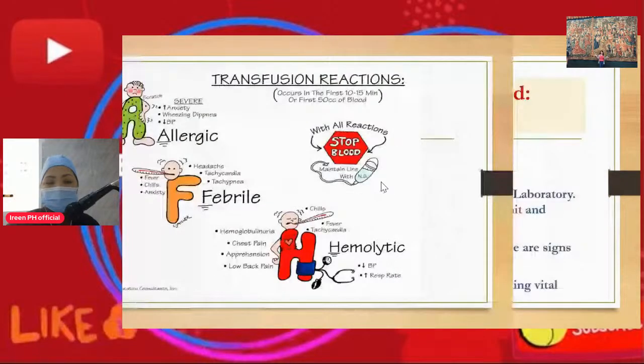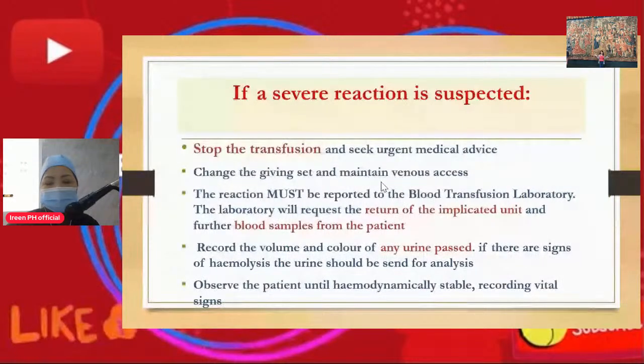If a severe reaction is suspected, stop the transfusion and seek urgent medical advice. Change the giving set and maintain venous access. You will only change the giving set, but you will not remove the cannula. It must be maintained for venous access. That's why it's very important.